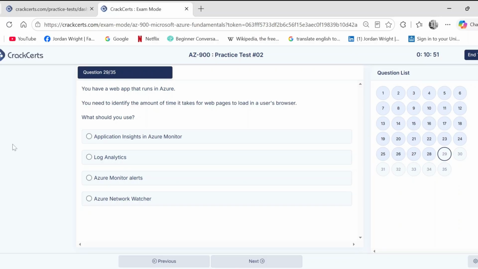I think this application insights question, I've had this question before. I know this one. Application insights. It is, yeah. Yeah, absolutely.